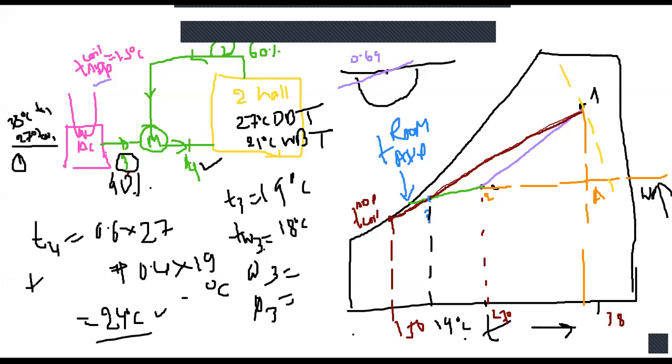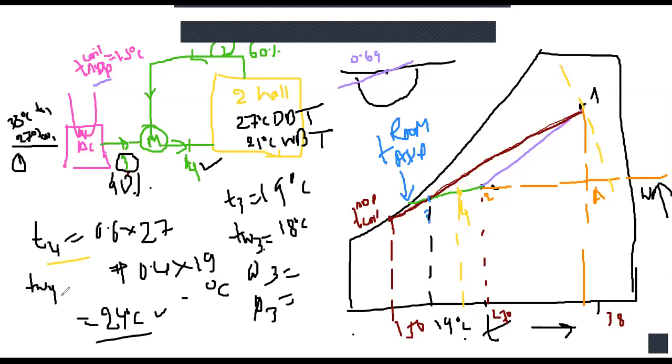Similarly, we get TW4. First of all, mark T4 as 24 or 23 degrees. So mark that point. Suppose this is our point 4, because this is the supply point, that means point 4 is supplied to the room. So point 4 intersects on the room sensible heat factor line. That is point 4.